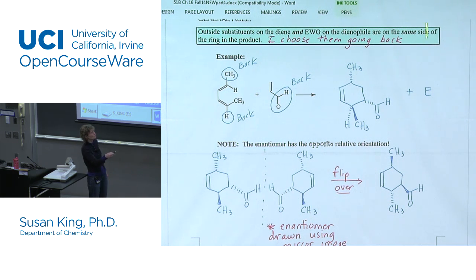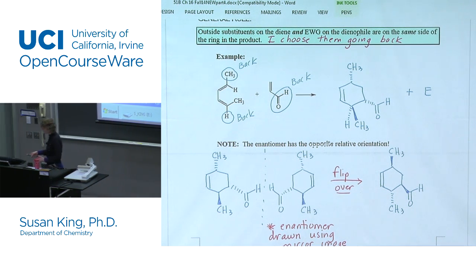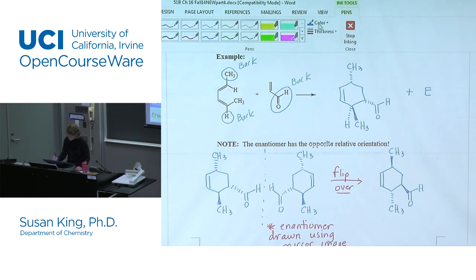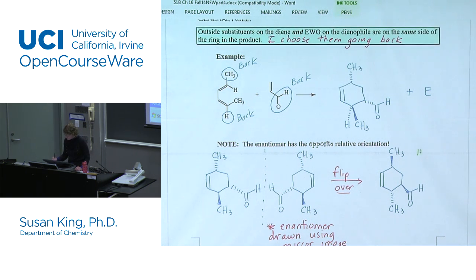On my test, you will draw one of the enantiomers, and then you can just write plus E. I won't have you go through this whole thing, but I wanted to prove that to you, that it is outside substituents and the electron withdrawing group going back. All right, so very elaborate stereochemistry for the Diels-Alder. That's why it's such a valuable reaction, because it's very, very stereoselective.